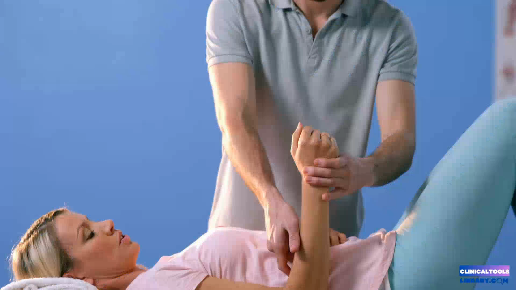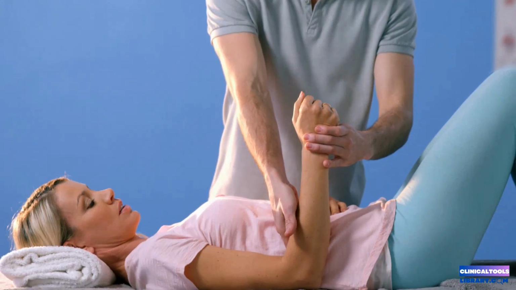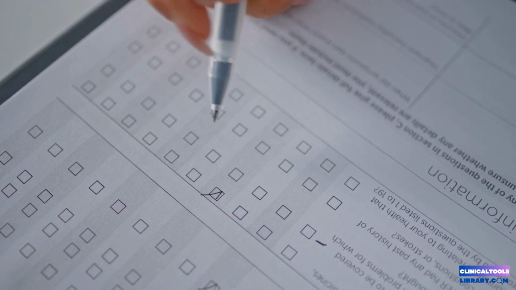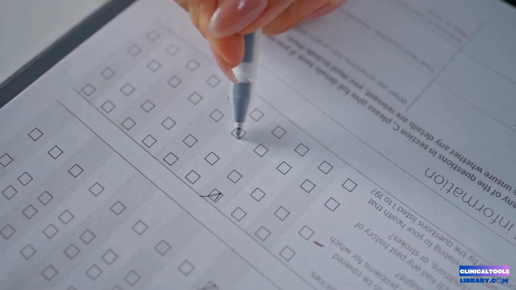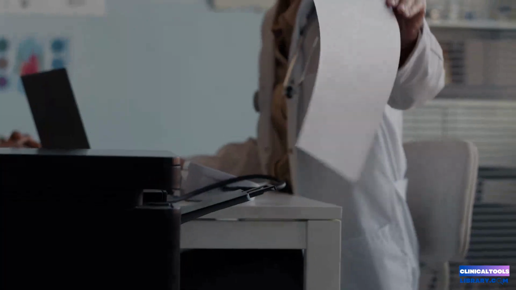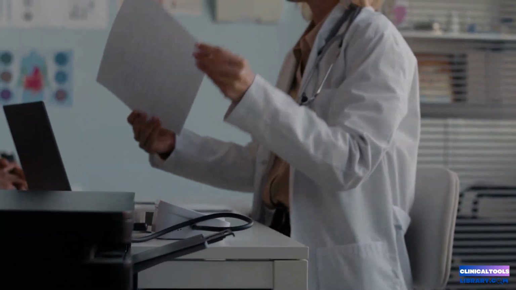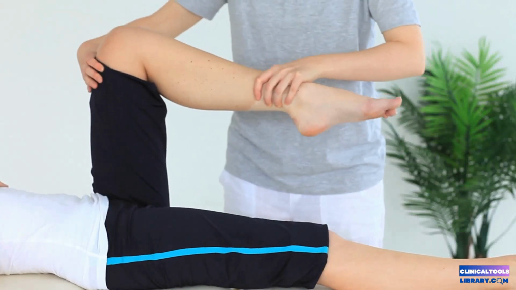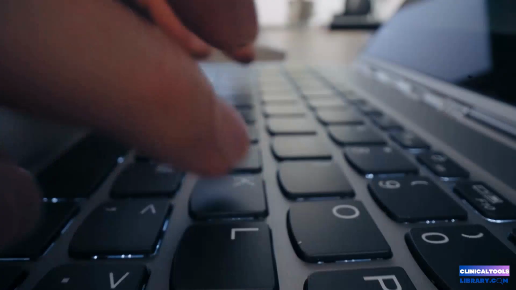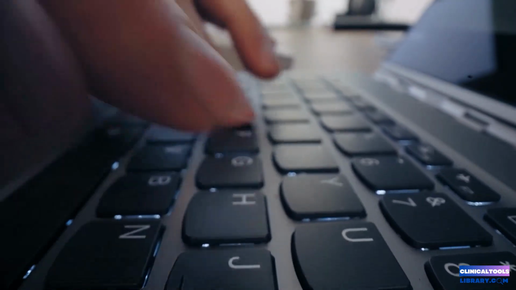The sensitivity of the Timed Up and Go test ranges from approximately 75% to 90% in identifying individuals at risk of falls. Sensitivity measures the test's ability to correctly identify those who have the condition, in this case, a high fall risk. A sensitivity of 80% means that the test correctly detects 80% of true fallers, missing 20% who are at risk.